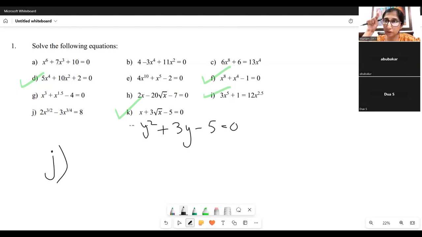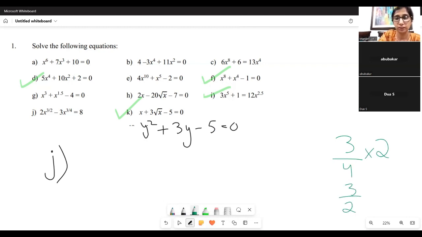जो पावर डबल हो रही होती है वो y स्क्वायर होती है और दूसरी वाली y होती है. इसमें y क्या है और y स्क्वायर. 3/2 जो है वो y स्क्वायर होगा. Yes, because it's double of 3 by 4. Look, when you double 3 by 4, when you multiply it with 2, what do you get? You get 3 by 2. ठीक है? So that's why it's going to be 2y square minus 3y minus 8 is equals to 0.